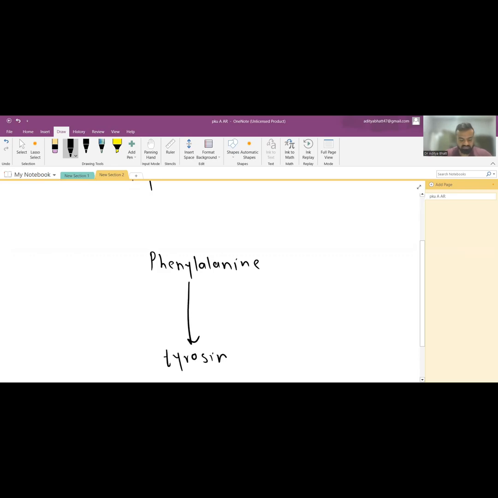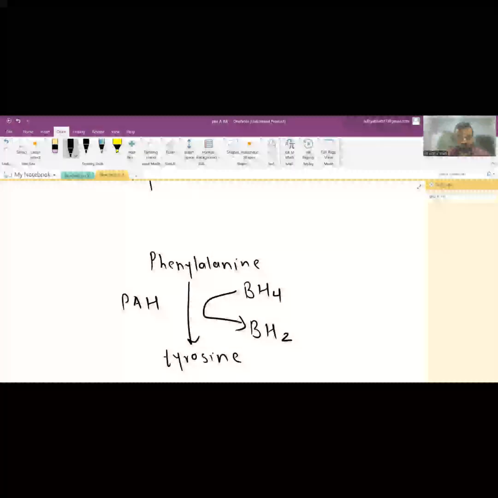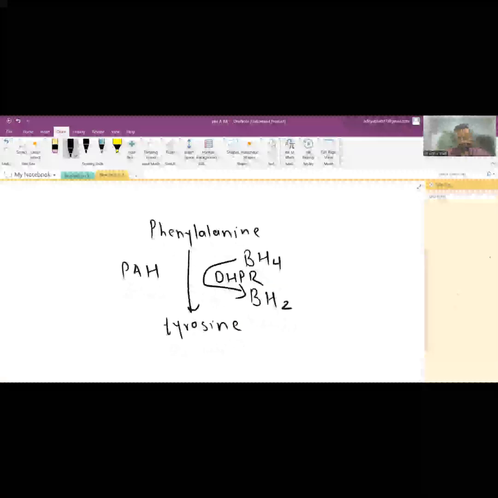It is converted to tyrosine by the enzyme phenylalanine hydroxylase, and the coenzyme or cofactor is BH4, which is oxidized to BH2. It is an oxidation reaction, sorry, not reduction, and it is regenerated by DHPR. BH4 stands for tetrahydrobiopterin and BH2 stands for dihydrobiopterin, and DHPR stands for dihydropteridine reductase enzyme. So this reaction is deficient over here. This phenylalanine hydroxylase is absent in phenylketonuria.